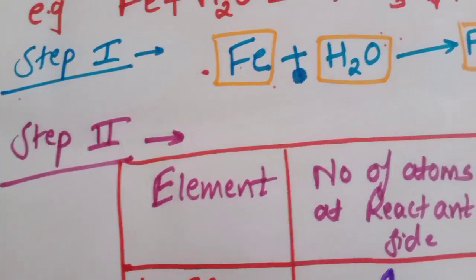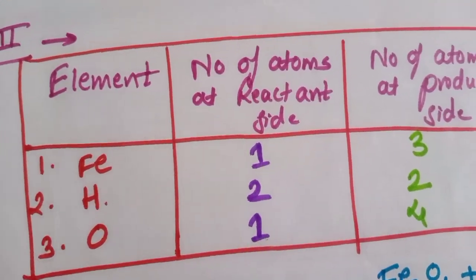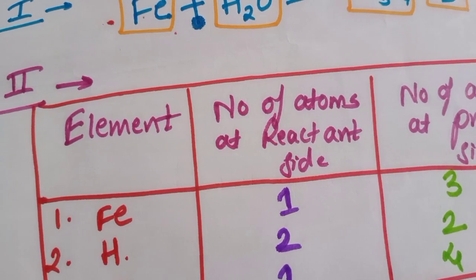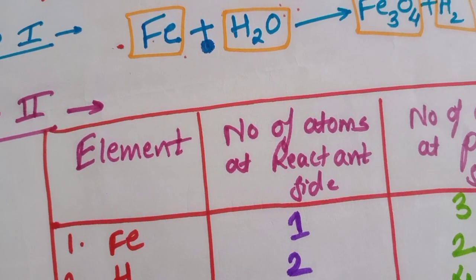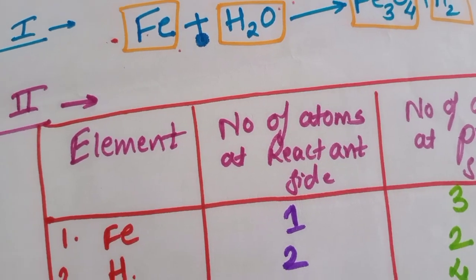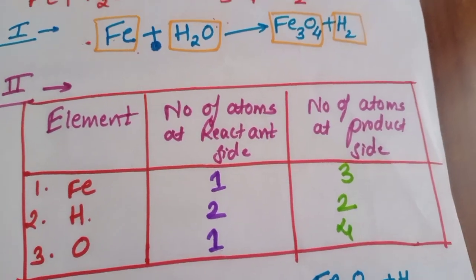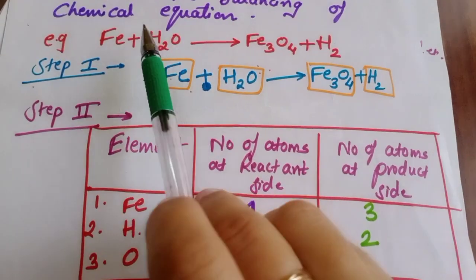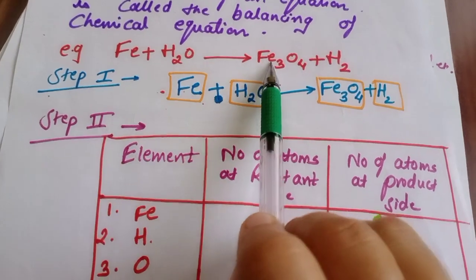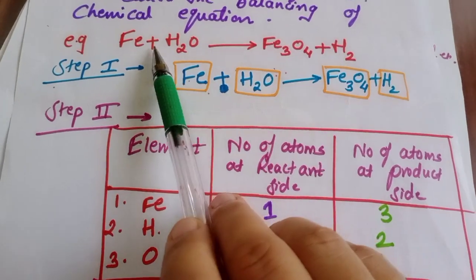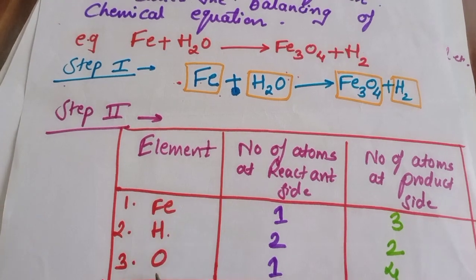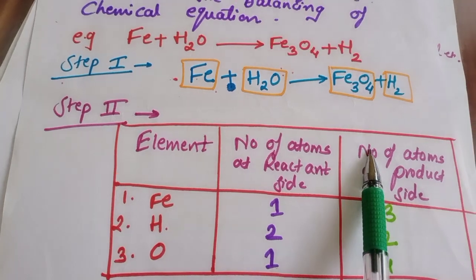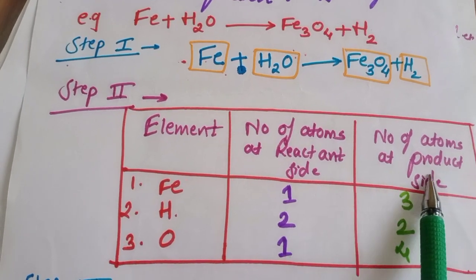Second step is you have to count the number of atoms of each element on both sides of the arrow. You have to count the number of atoms on the left hand side as well as on the right hand side. So here you can see, in one column you write the number of atoms of reactants, and in the other column you write the number of atoms on the product side.